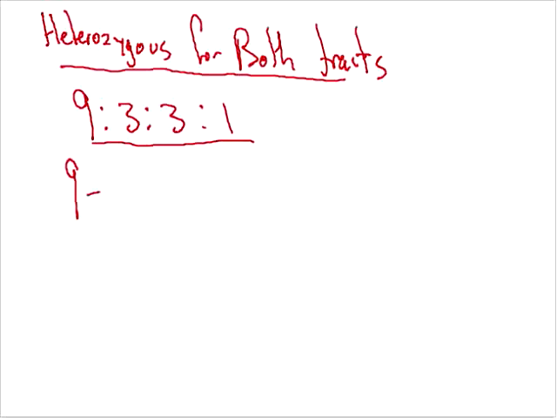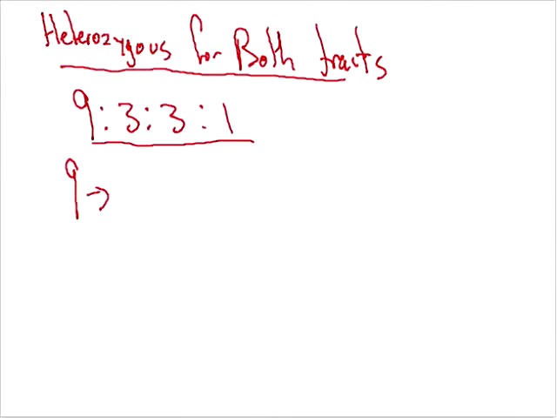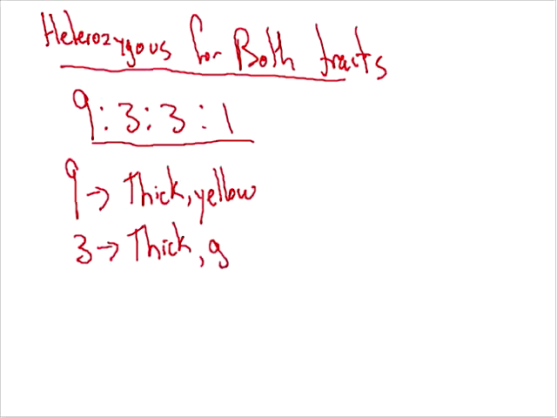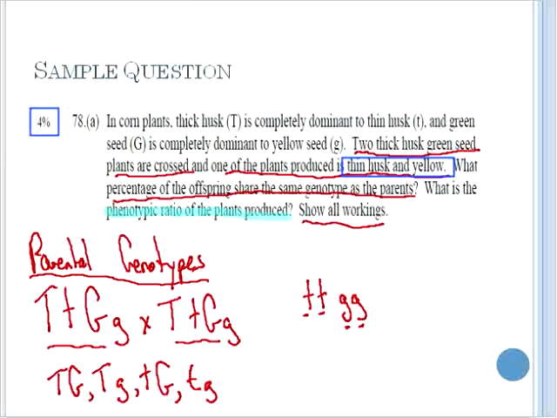ratio, or 9 which are, in this case, thick and yellow, 3 that are thick and green, 3 that are thin and yellow, and 1 which is thin and yellow. And that would be the phenotypic ratio.